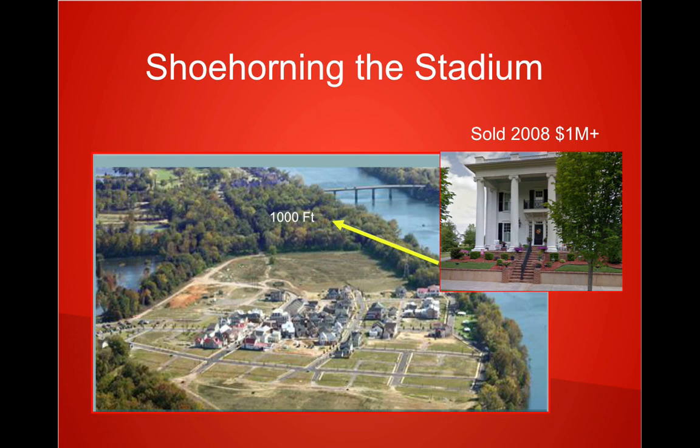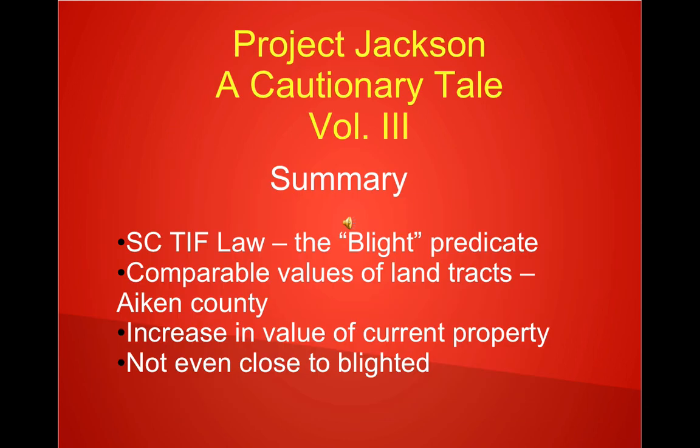Anyway, you see a house there in Hammond's Ferry, and it is 1,000 feet from the blighted area. It sold in 2008. You can get this on the assessor's website. It's not a secret. That's the actual picture of it sitting on that slide. It sold for over $1 million. Boy, I bet they're glad that they're stomping out that blight down there.